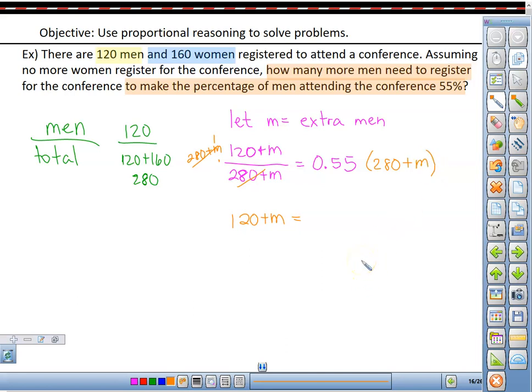So our 0.55 times our 280 would become 154, and then that's plus our 0.55M. So now hopefully we all recognize that we have ourselves a little linear equation here, and this is 1M, and since 1 is bigger than the 0.55, I'm going to subtract the 0.55, so my M will be positive.